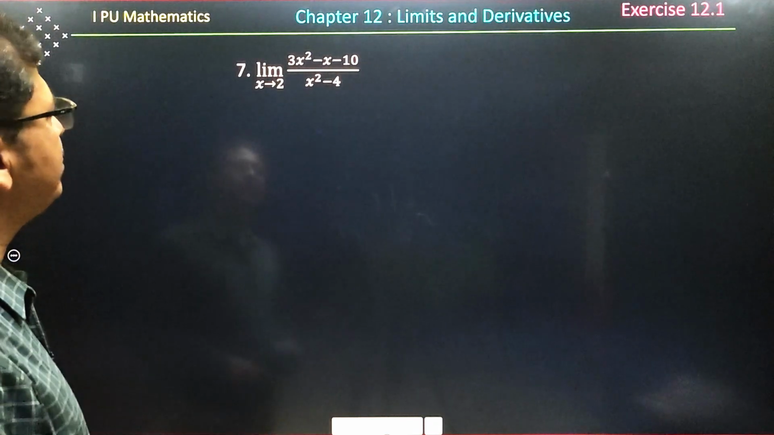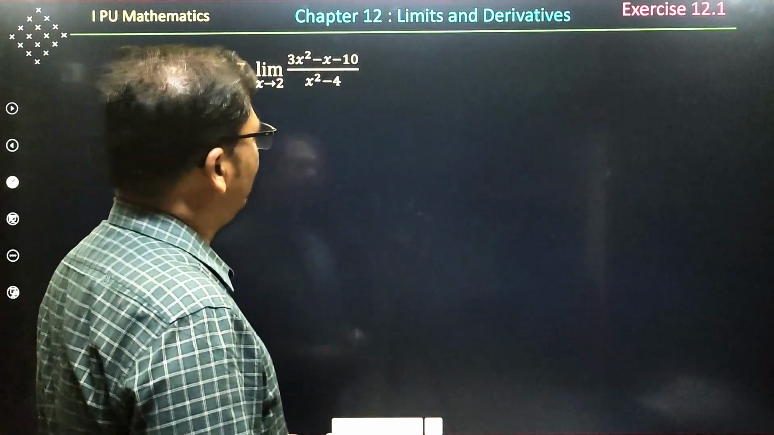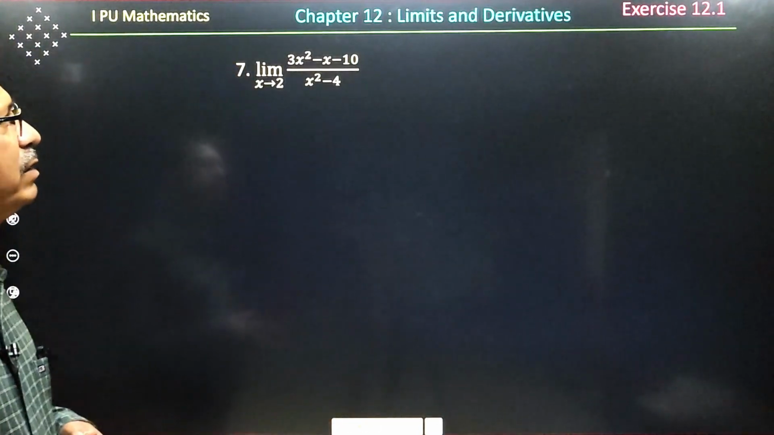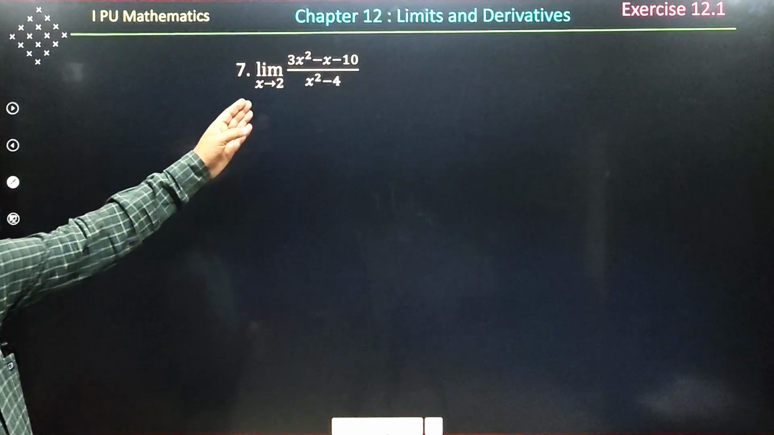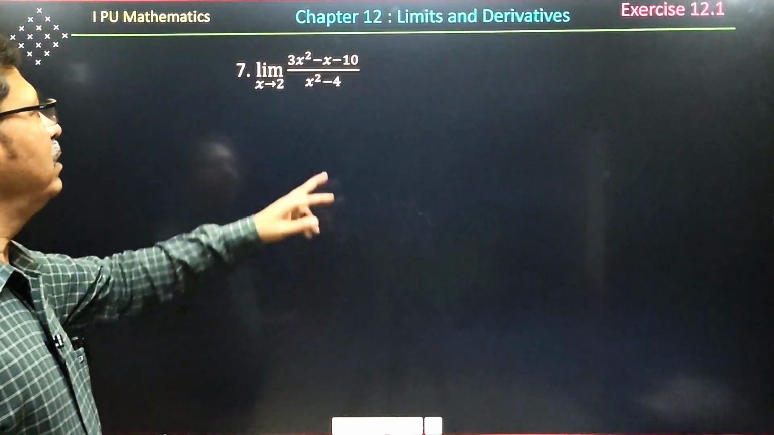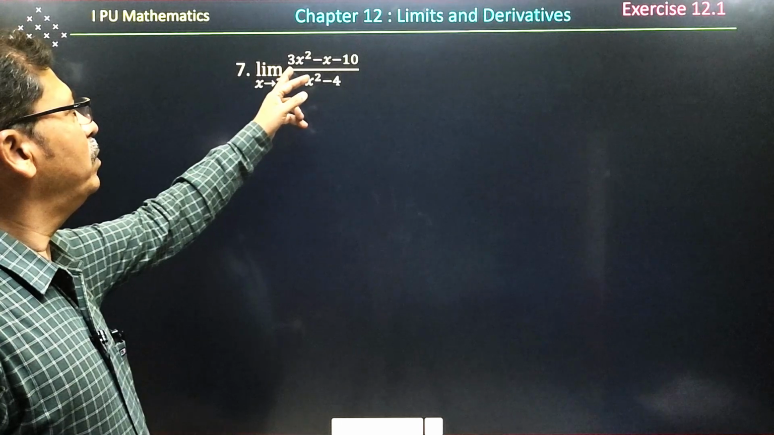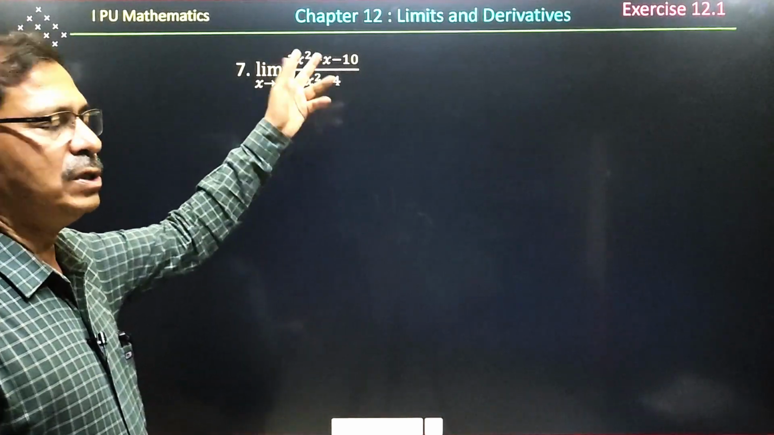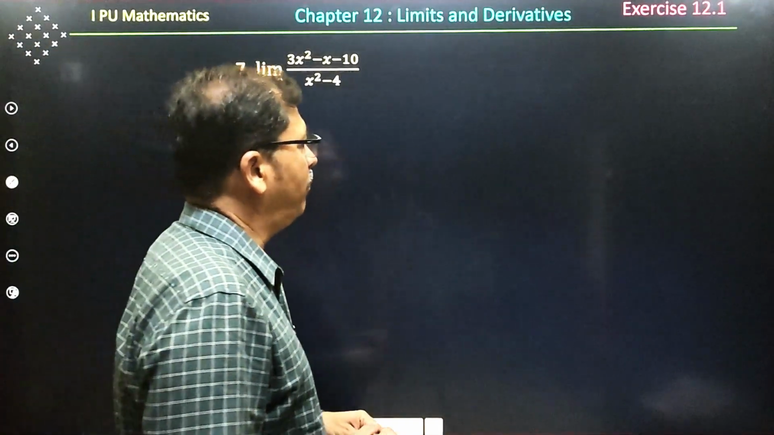3x square minus x minus 10 divided by x square minus 4 is there. By observation, you will see that it can be solved by the factorization method. If you put x equal to 2 directly, definitely it will take 0 by 0 form. You may check. 2 square is 4, 3 times 4 is 12, 12 minus 10 plus 2 minus 2, that is 0. Denominator is obviously 0 here. Definitely it is 0 by 0 form.